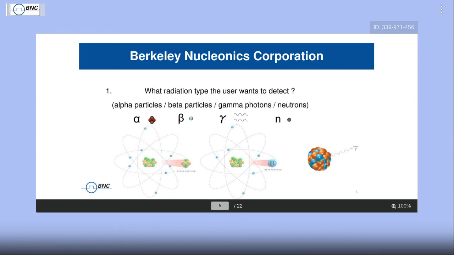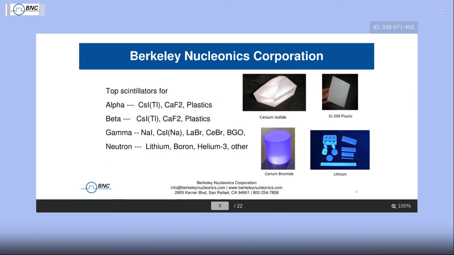Okay, so I'm going to open up the screen here a little bit so that the presentation is a little bigger, and let's get into the scintillators.